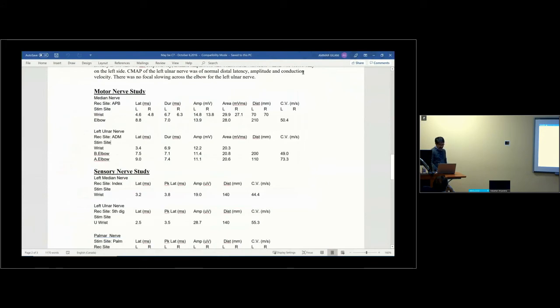So he had a work-related injury long time ago, and then was complaining of problems with numbness and tingling of the hands that will wake him up, or with use, and also had some radicular symptoms. So we did the nerve conduction studies.